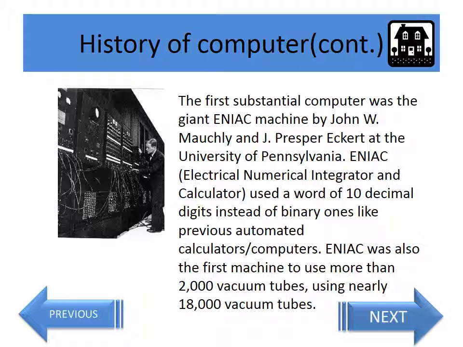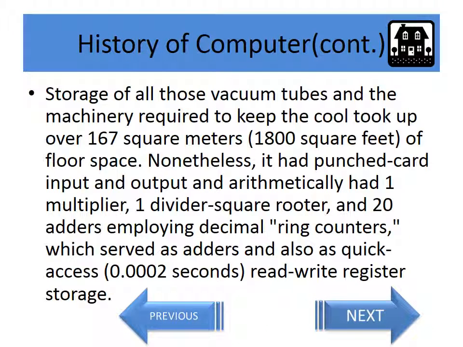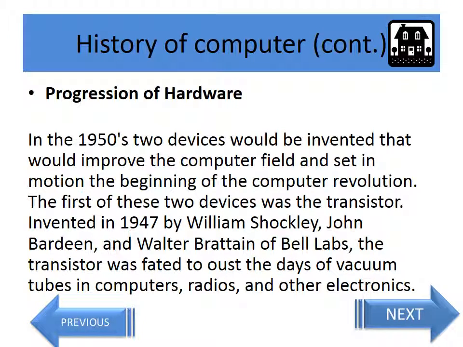The storage of these vacuum tubes and the machinery required to keep the code took up over 167 square meters, that is 1,800 square feet of floor space. Not less, it had punch card input and output, arithmetic, add one multiplier, that is, it can only do a little amount of calculations compared to the modern. Now we move on to the progression of hardware.